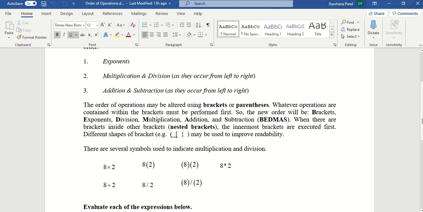When there are brackets inside other brackets, known as nested brackets, the innermost brackets are executed first. Different shapes of brackets look like this: round bracket, square bracket, and curly brackets.